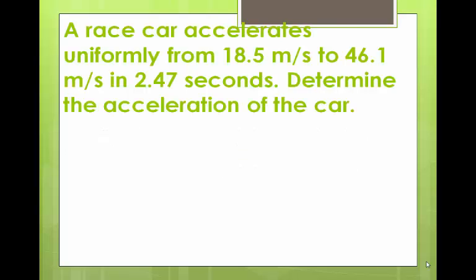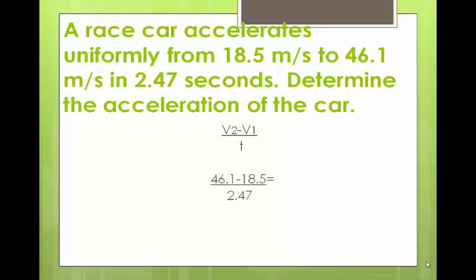So here's one question we're going to do together. A car uniformly accelerates from 18.5 meters per second to 46.1 meters per second in 2.47 seconds. Can the acceleration of the car be determined? And it can. So you're going to use your equation here, just like we talked about, your final velocity and subtract the initial velocity divided by time.